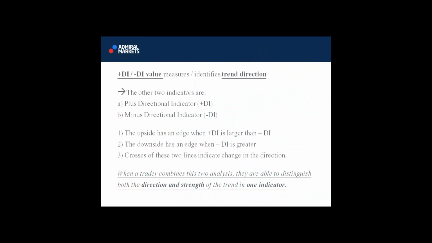So there's an uptrend basically if plus DI is bigger than minus DI. The opposite is true: if minus DI is bigger than plus DI, then the downside has an edge. The crosses of these two lines indicate that trend change. So the trend change is very simple and straightforward.